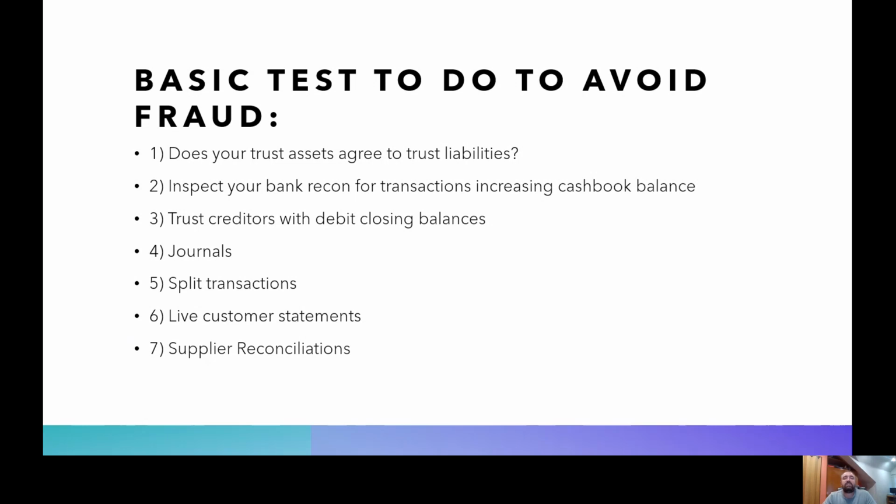Then number 5 is split transactions. So that basically also goes hand in hand with the debit closing balances, because what the accountants can do, if they know you're checking for journals, then they'll run split transactions on the payment. So instead of allocating a payment to a single client file, if they see there's not enough money on that file, they'll then take that payment and split it into numerous payments to numerous files where there are monies on. And then obviously it just keeps rolling.